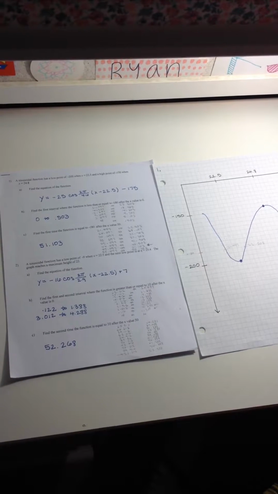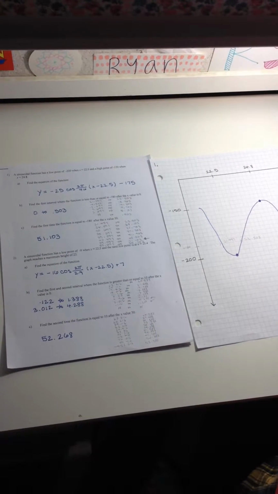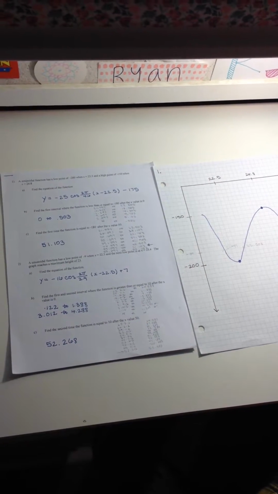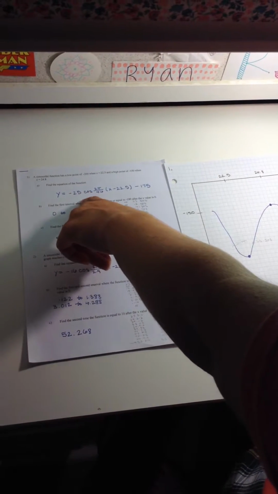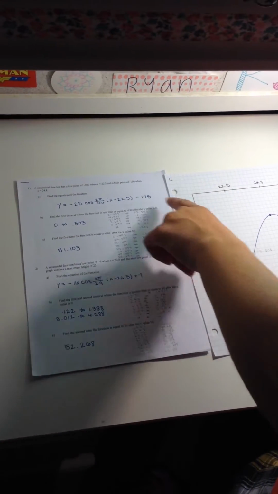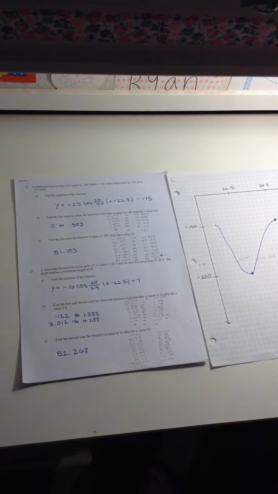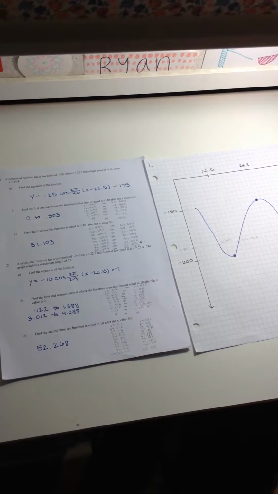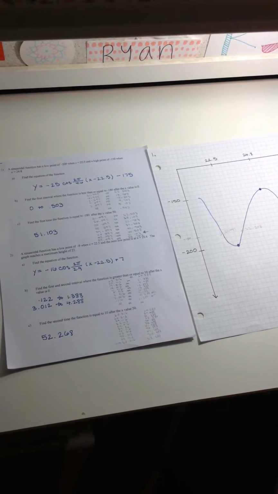Lastly, you need the midpoint between your high and the low on your graph. You do this by adding your first term to your high point to give you negative 175. Once you have your equation, you can go on and find your intervals.